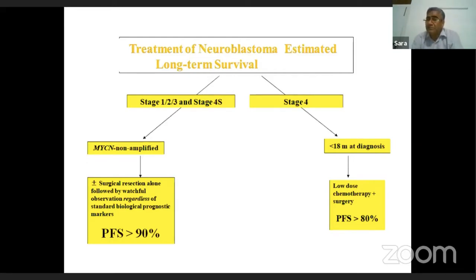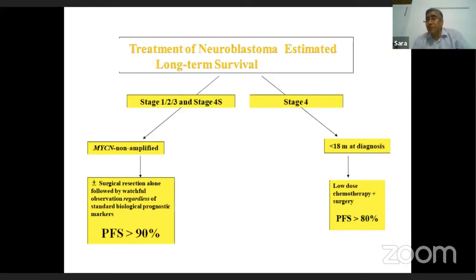Here, these are intermediate-risk patients. So you give them some chemotherapy and surgery. Chemotherapy cycles can be 3 to 6, depending on the favorable histology or unfavorable histology. So the key message is that there is only a subset of high-risk neuroblastomas which need aggressive management. Rest of the neuroblastoma, low risk can be managed with surgery alone, and intermediate risk needs surgery plus 3 to 6 cycles of non-intensive chemotherapy.